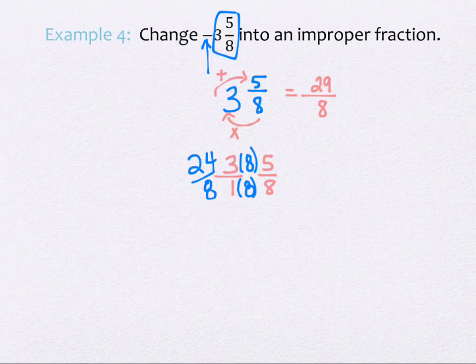Cool. Yeah? Am I done? Is the answer 29 over 8? It's negative. Yeah, I told you to ignore it, but don't ignore it in the answer. We do need it in the answer. It is negative 29 over 8.